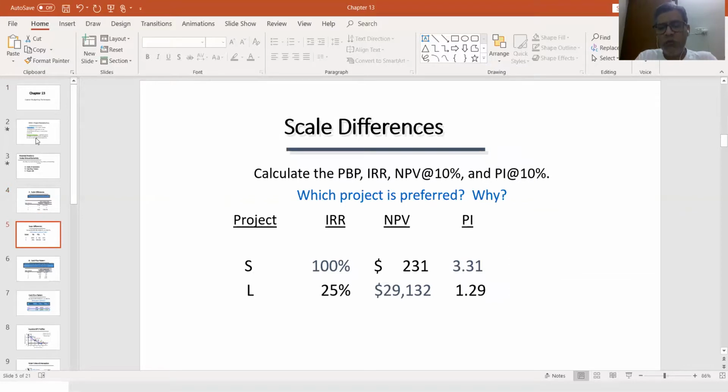And if we consider these two projects, small and large, the small project may have more IRR because the size is small, so the return would be higher. So the percentage return would be higher. And NPV is lower, profitability index is higher, whereas in case of the large project, NPV is higher. And then the question is which method we should use to select the project, and every method we know has its own pros and cons.